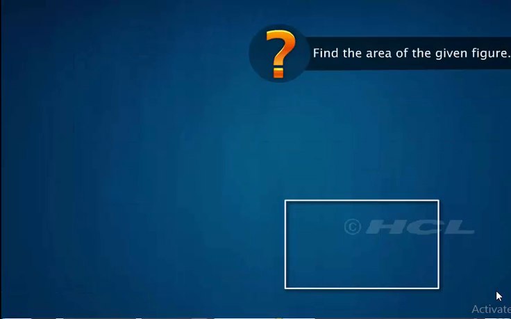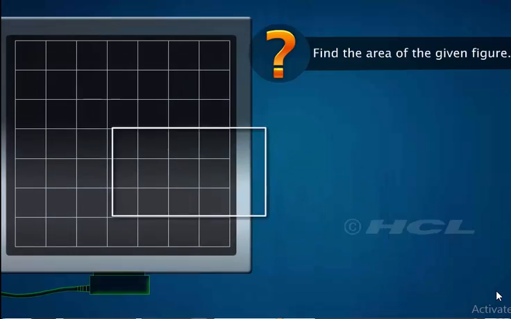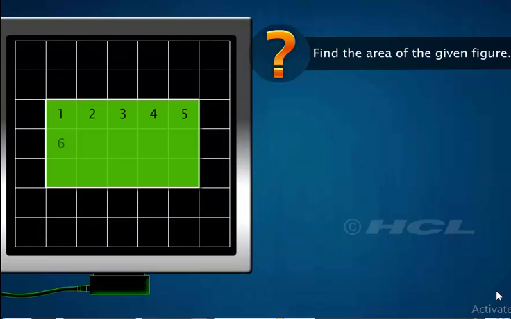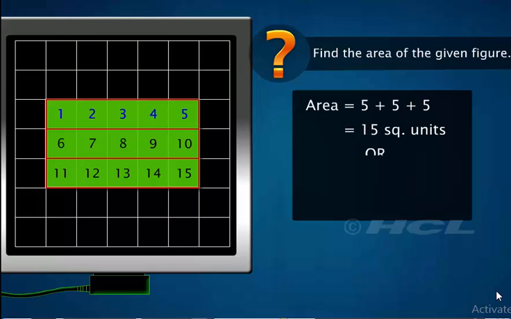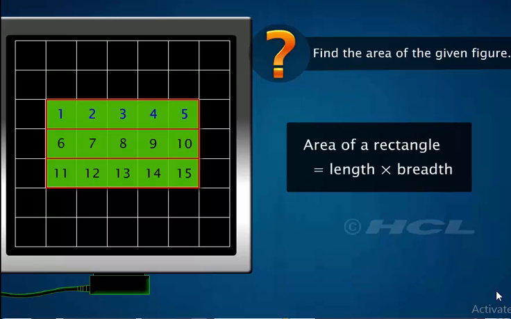Finally, let's find the area of this rectangle. Observe that the rectangle has 3 rows and each row has 5 squares. Thus, the area of this rectangle is equal to 3 times 5, which is 15 square units. So in general, the area of a rectangle is the product of its length and breadth.